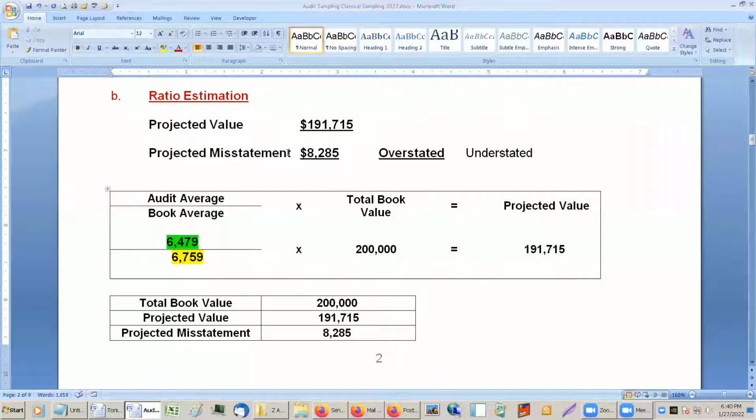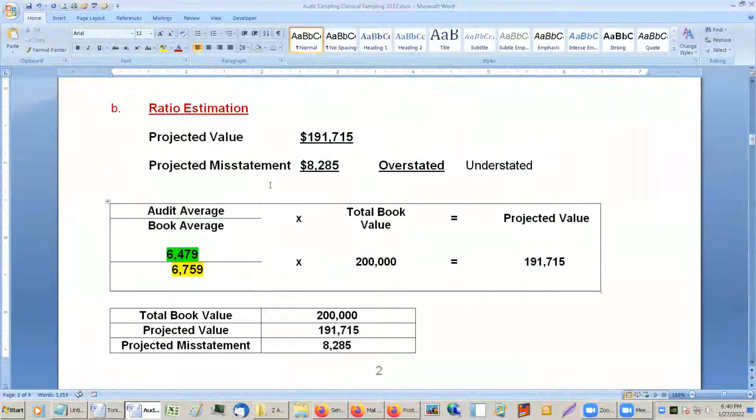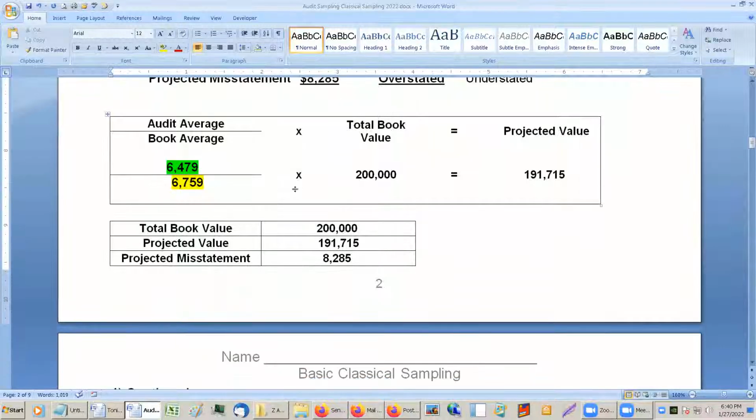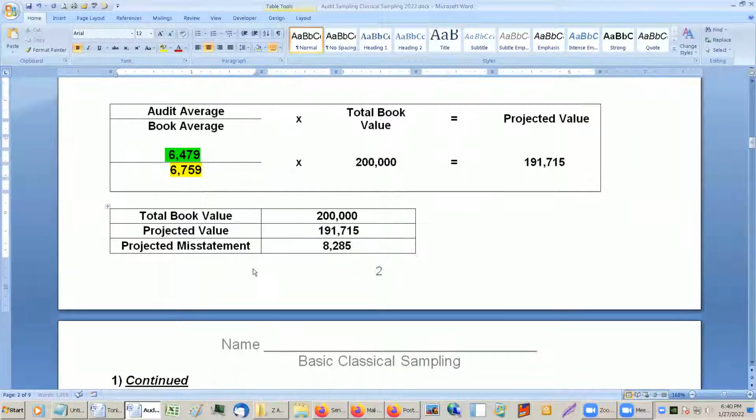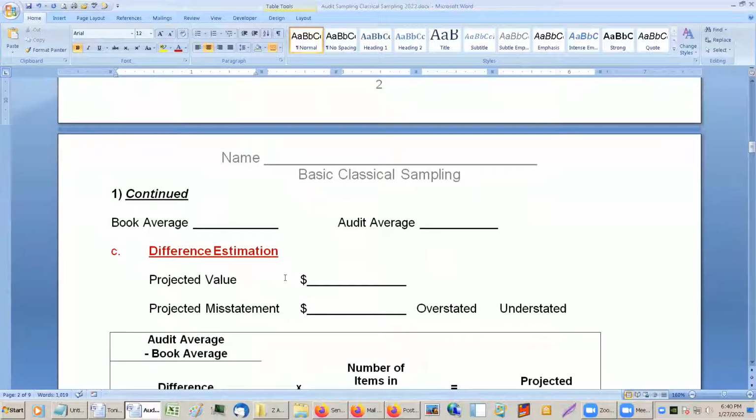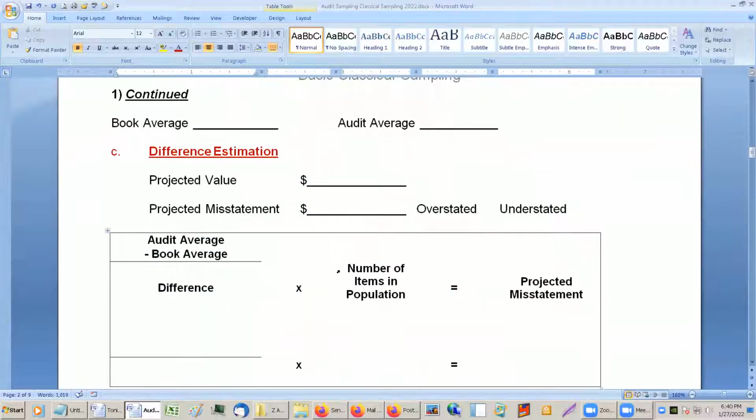Okay, so this is ratio estimation, and it says that big things have big errors, small things have small errors. Difference estimation is sort of just the opposite of ratio, not completely opposite, but it says if something is misstated, it'll be misstated by the same amount. So a $50 item will be misstated by the same amount as a $50,000 item. And usually it's because of some quirk in whatever it is you're looking at.